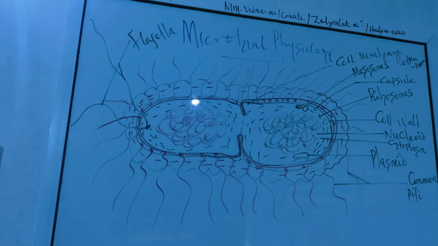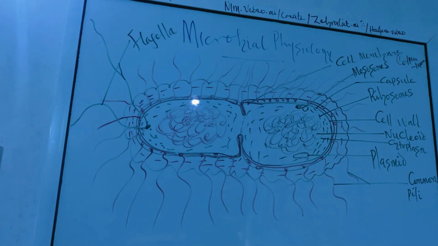Now, this is a typical dividing bacterial cell. On the screen, we have the cell membrane. After the cell membrane, we look at mesosomes. Can we see the mesosome? After that, the bacterial cell also contains a capsule. After the capsule, we look at ribosomes. Represented on the screen is also the cell wall. Apart from that, we have what is called the nucleoid.